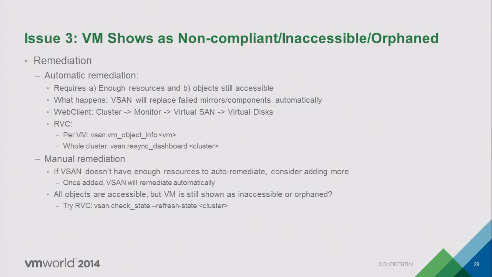Now, if vSAN was not able to automatically remediate, the solution is simple. Add the resources, fix the underlying problem, bring the host back, reboot it, fix the power supply, whatever you need to do to bring the host back, to get accessibility back, and to get vSAN enough resources.